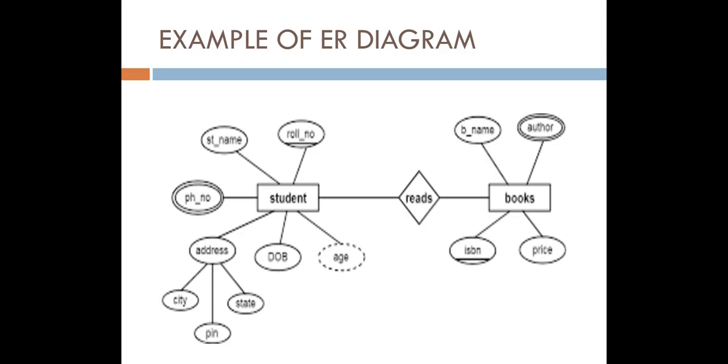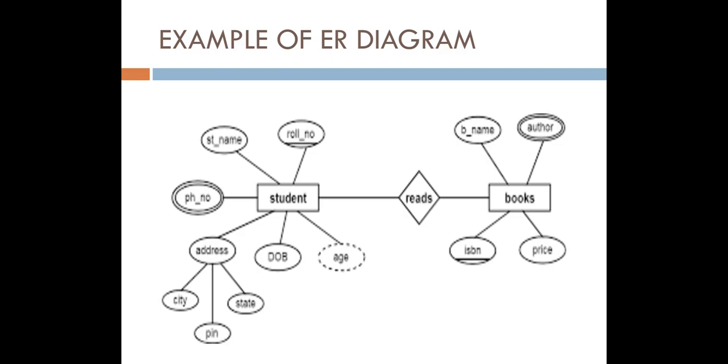Phone number is taken as the multi-valued attribute, so it is represented by double oval shape. Address is taken as the composite attribute, so it is further divided into city, pin, state. Age is taken as the derived attribute as it depends upon the attribute date of birth, so it is taken as dotted oval shape.